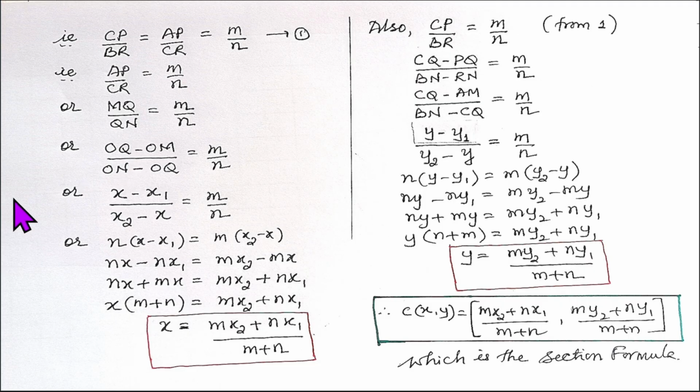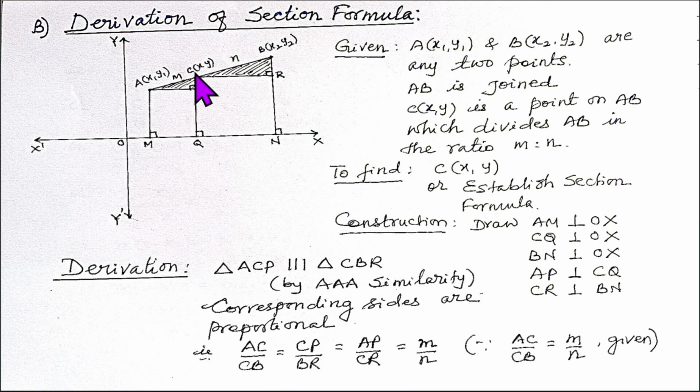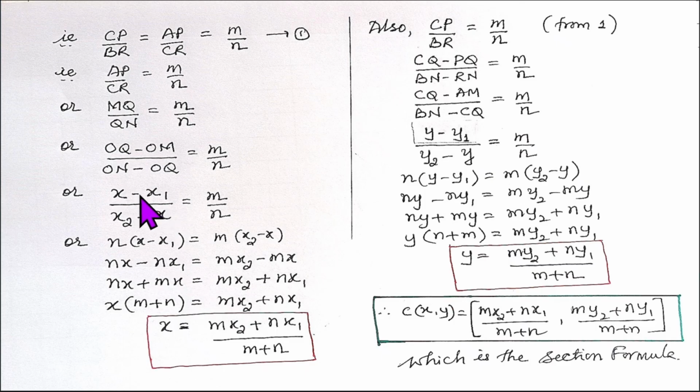But what is OQ? Please understand here, OQ is the coordinate x, and that is what I have written here, and OM is x1, ON is x2, and OQ is x. So I have taken the x coordinates of these distances, and that is equal to m upon n. Now simplify this, cross multiply: x minus x1 into n, x2 minus x into m, that is m into x2 minus x and n into x minus x1, and open these brackets and simplify, rearrange, we get x is equal to mx2 plus nx1 divided by m plus n. So we have found out the x coordinate of the point C.